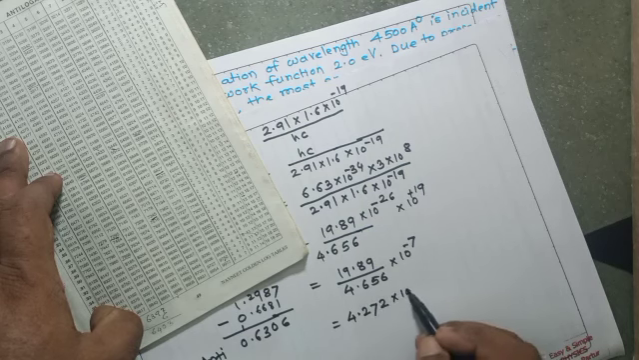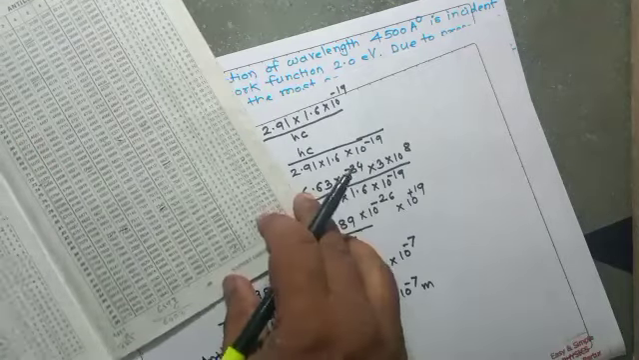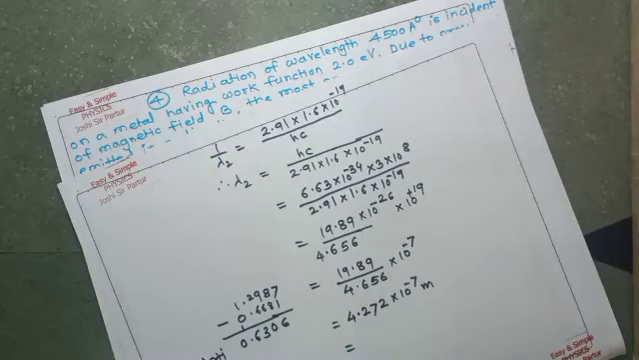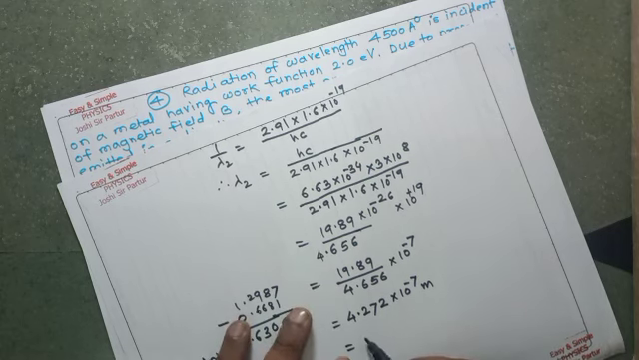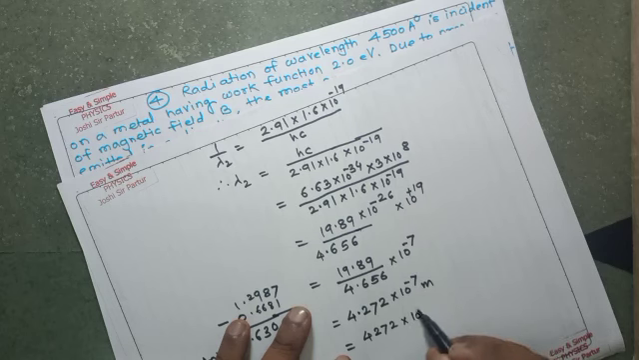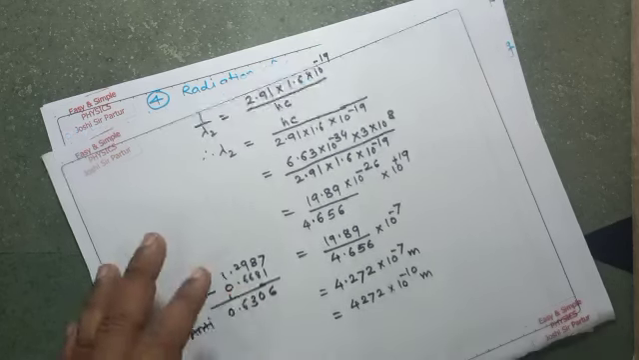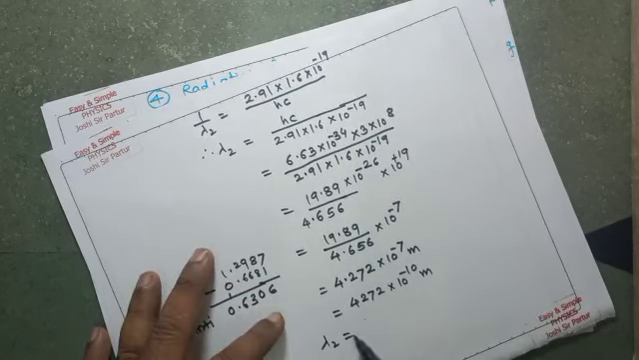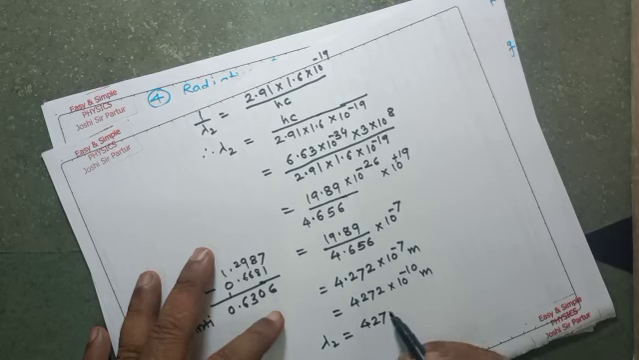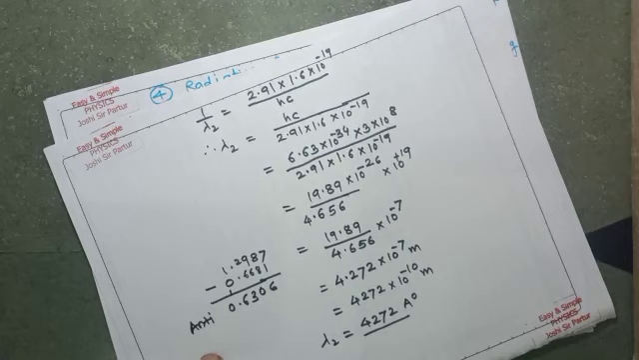4.272 into 10 to the power minus 7 meter, and so your answer will be 4272 into 10 to the power minus 10 meter. So the wavelength for the second source will be 4272 angstrom unit. So that is the answer for the question.